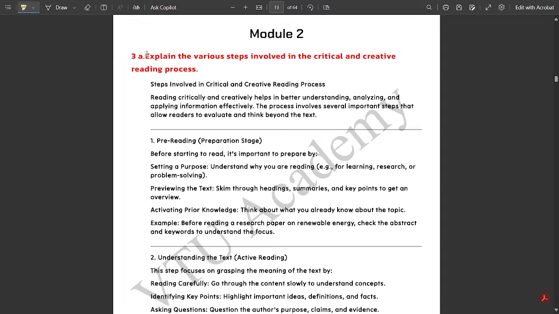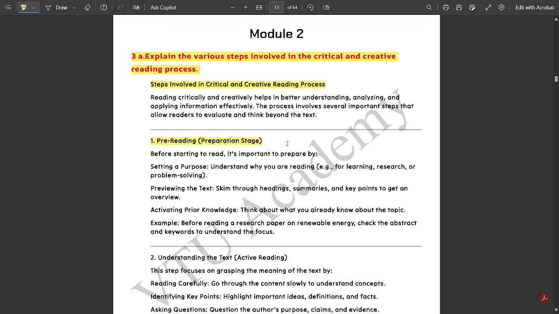So let us start with the solutions now. First question is 3A: Explain the various steps involved in the critical and creative reading process. In this, we should be mentioning the steps involved in the critical and creative reading process. Reading critically and creatively helps in better understanding, analyzing, and applying information effectively. The process involves several important steps that allow readers to evaluate and think beyond the text. Let us see one by one.